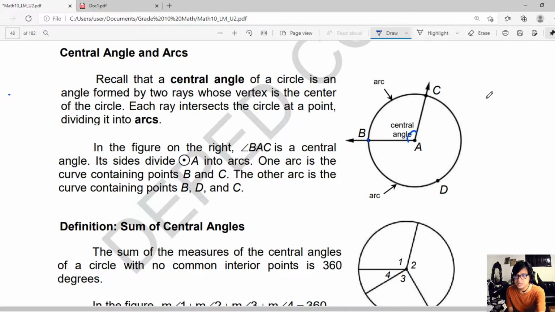The first arc is the arc BC, this one, and the other arc is the arc BDC, this one.